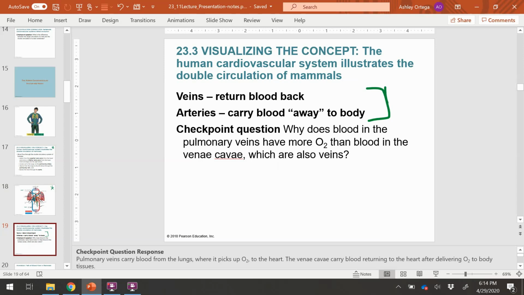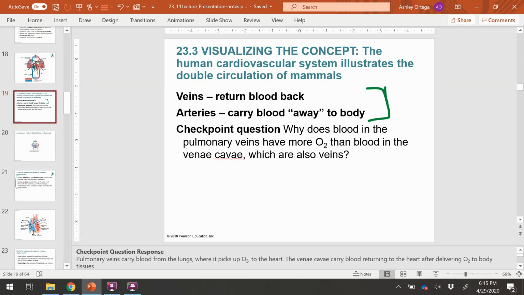So why does the blood in pulmonary veins have more oxygen than the blood in the vena cavae, which are also veins? Well, the vena cavae are actually returning oxygen-poor blood back to the heart, and pulmonary veins have just filled up with oxygen from the lungs. So pulmonary veins carry blood from the lungs where it has picked up oxygen, but the vena cavae have just returned from the body, returning blood to the heart that's been from the body. So that's lacking oxygen.